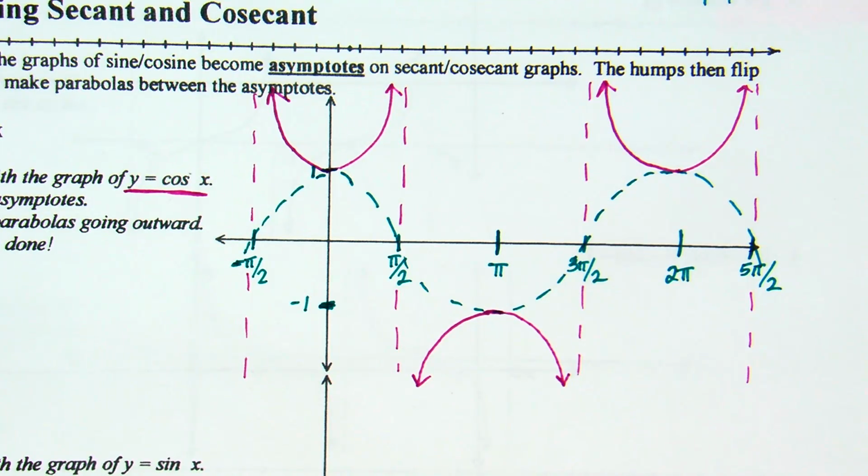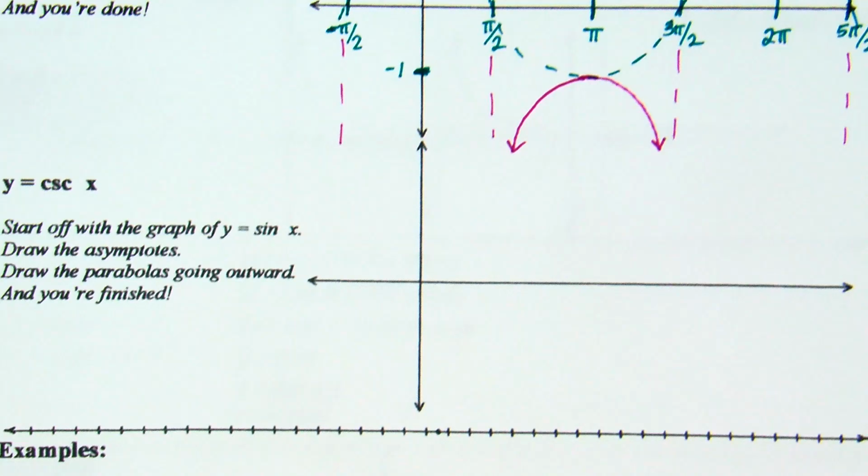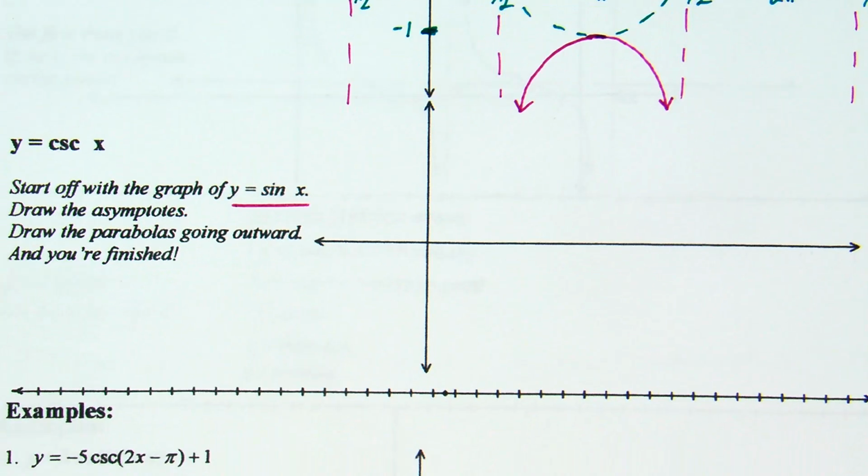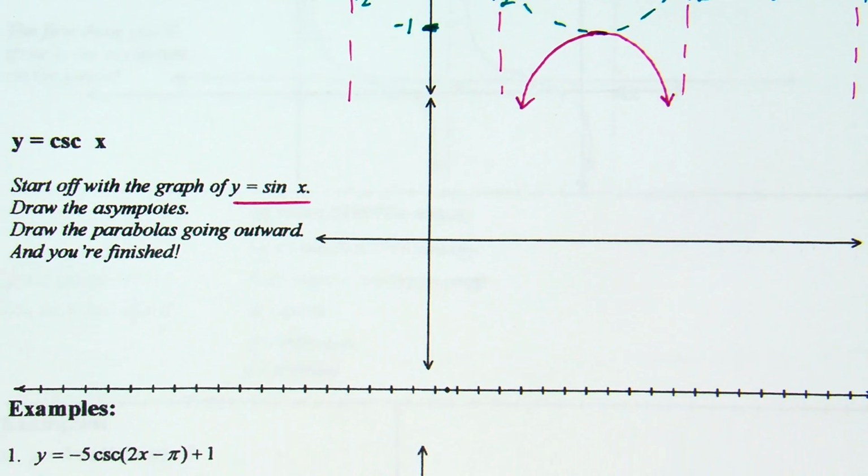Ready to try cosecant? Cosecant is based on sine x. So if this is based on sine x, we're doing the same type thing we just did, except sine is going to be our base graph. Starting where? Where's the sine graph start? Sine starts at the origin, right? At 0, 0.